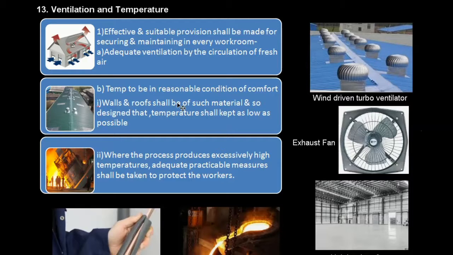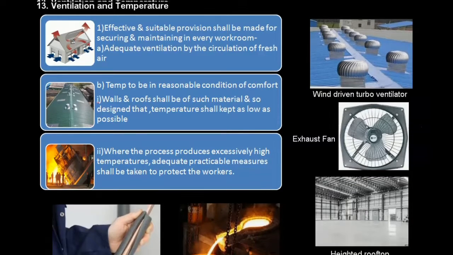So these could be very good materials, but the current scenario is that most factories use metal sheets. If these metal sheets are placed at a good height, they do not contribute much heat, and they are also economical, so most companies prefer these sheets. And if these sheets are fitted with the wind driven turbo ventilator, it could give good ventilation to the factory.